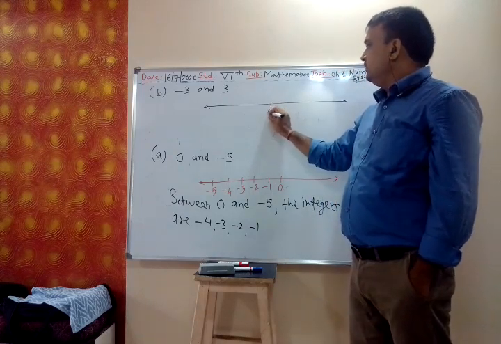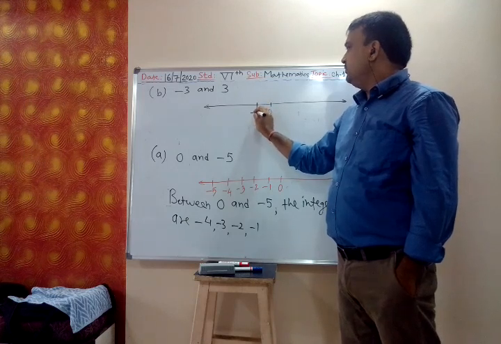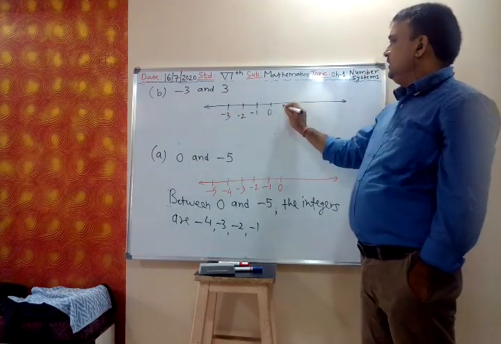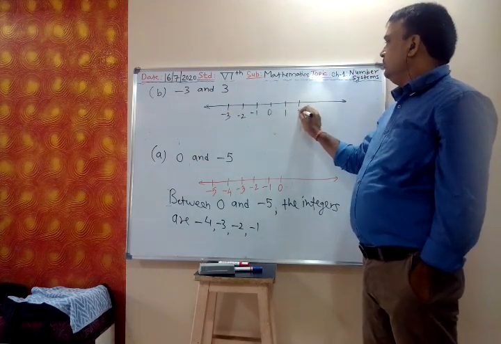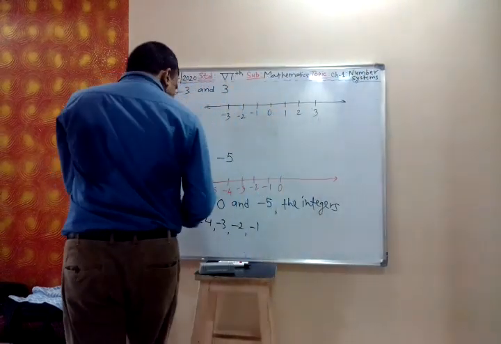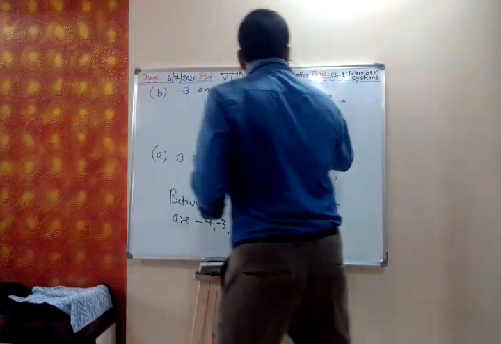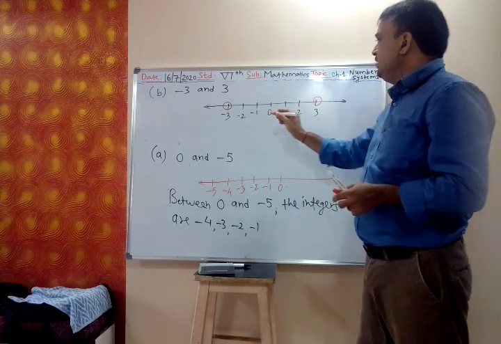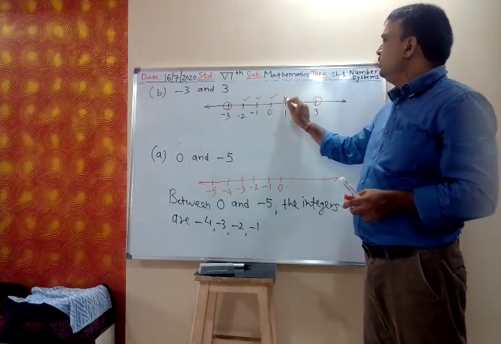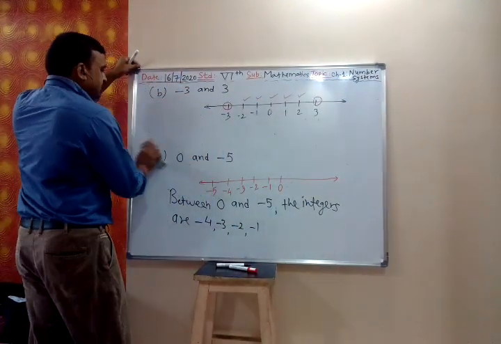This side we have 0. This is plus 1, minus 1, minus 2, minus 3. Then this side 1, 2, 3. Yes, correct. So these are the integers between minus 3 and plus 3. What are the integers? Minus 2, minus 1, 0, 1, 2. So we write between minus 3 and plus 3.